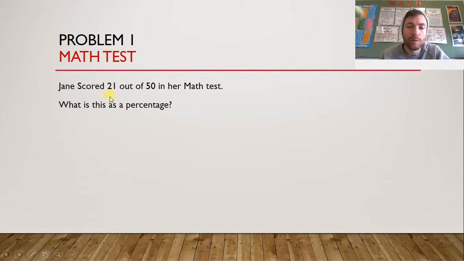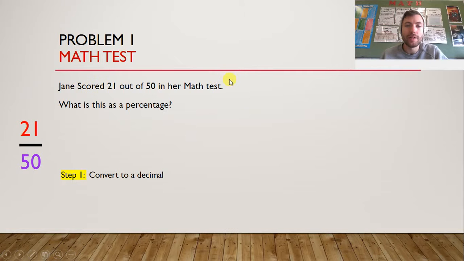So what we first have to do is we want to make it a percentage, so we need to convert it to a decimal. Let's write out our scores. Jane got 21 out of 50, which can be written as 21 over 50. There's 50 marks they can get, and they got 21 marks there, and you would have seen that on your own maths tests.